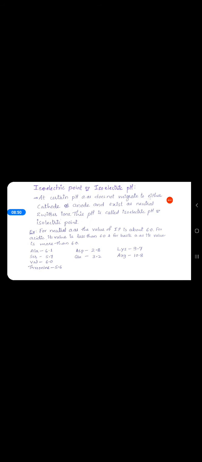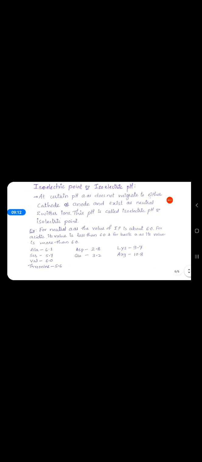Peptides and proteins are also made up of these amino acids, so they also have a particular isoelectric pH. So by using this isoelectric pH, amino acids, peptides or proteins can be separated from the reaction mixture. The separation depends upon two things: one is pH, another is the electric field.